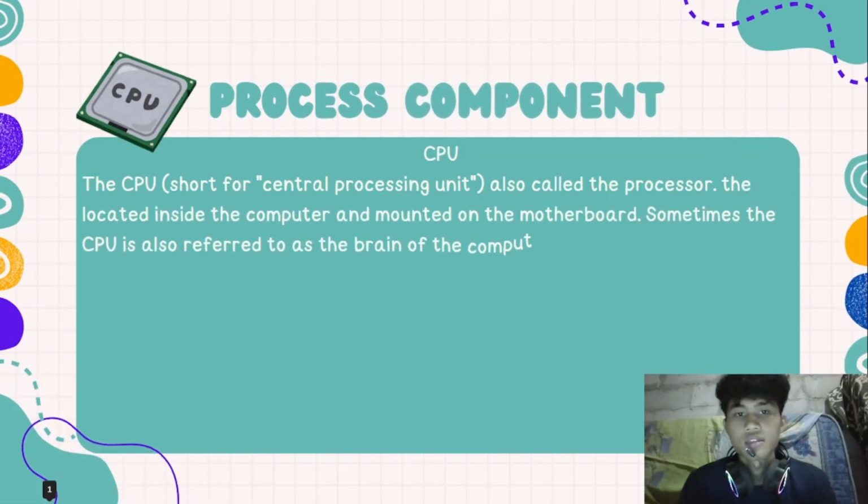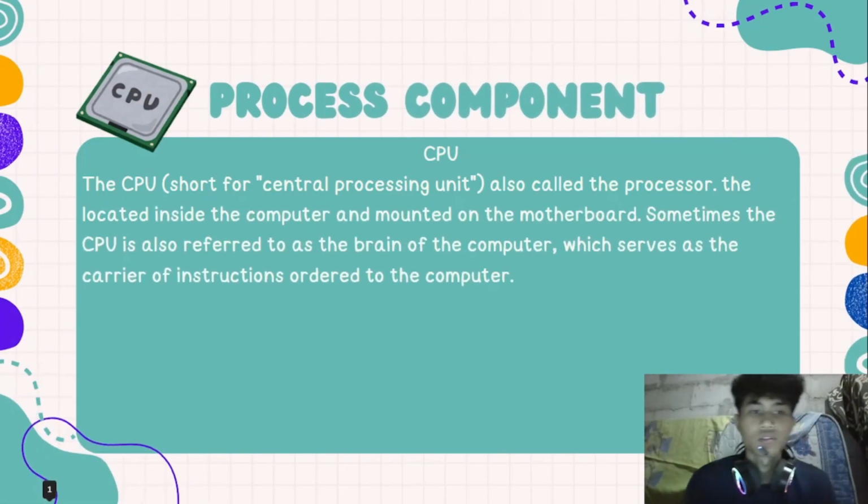And in the next slide, CPU. The CPU, short for Central Processing Unit, also called the processor, is the core located inside the computer and mounted on the motherboard. Sometimes the CPU is also referred to as the brain of the computer, which serves as the carrier of instruction orders to the computer.